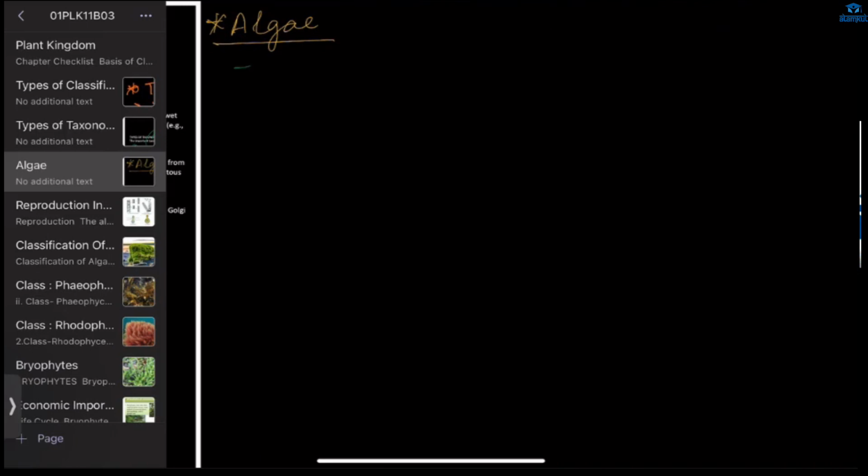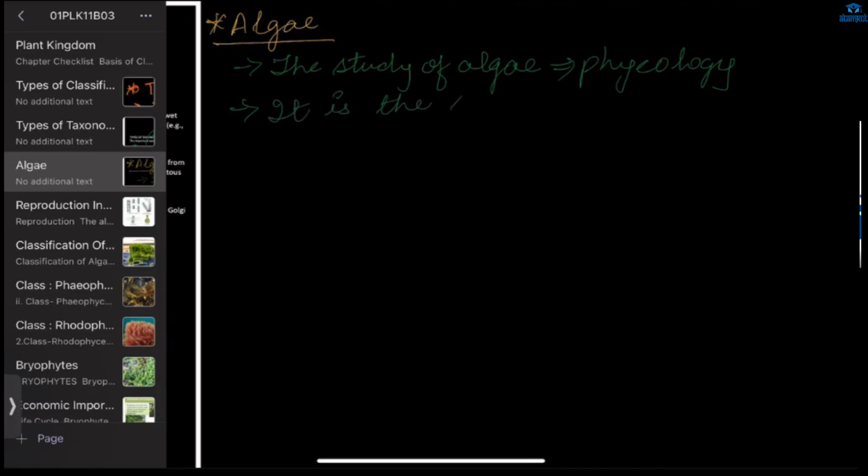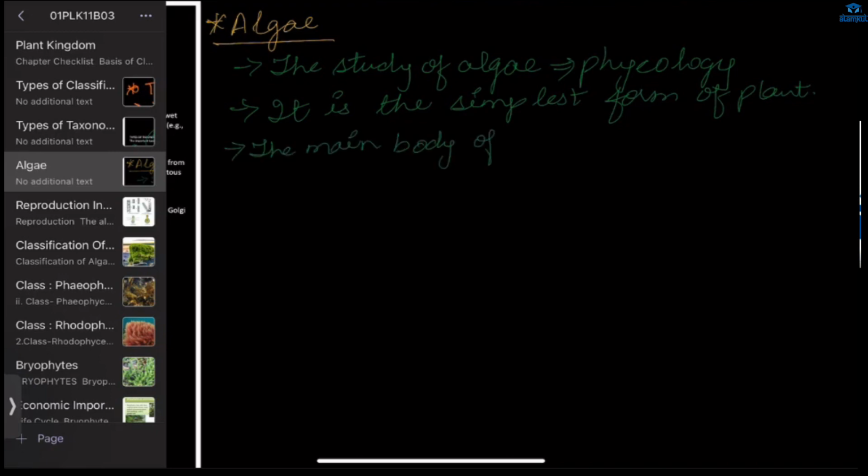So first point is the study of algae. The study of algae is known as what? Phycology. Phycology. Next point, the simplest form of the plant is what? Algae. So it is the simplest form of plant. Other point can be the main body. The main body of algae is haploid, that is having a gametophyte.